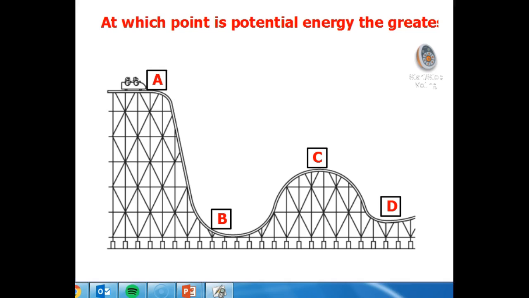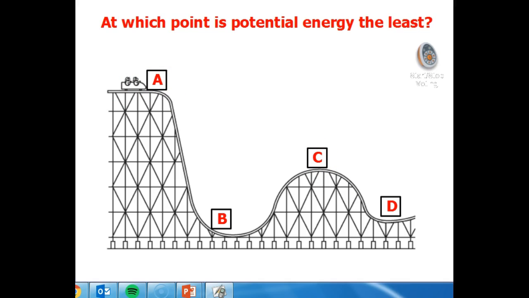At which point is potential energy the greatest? A, B, C, or D? Yes, I hope you chose A. This is exactly like the question we had earlier. At the top of the highest hill is the most energy stored. It takes more work to get the cars to this spot than it does to this spot.